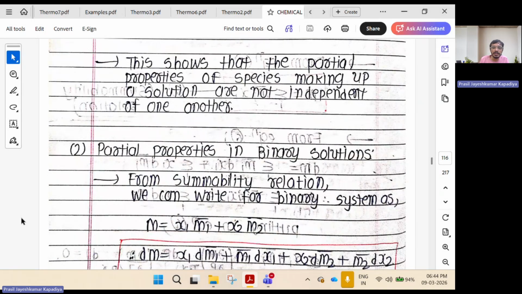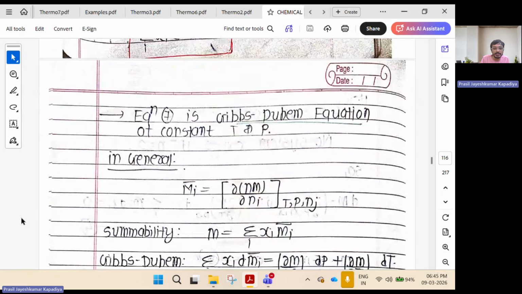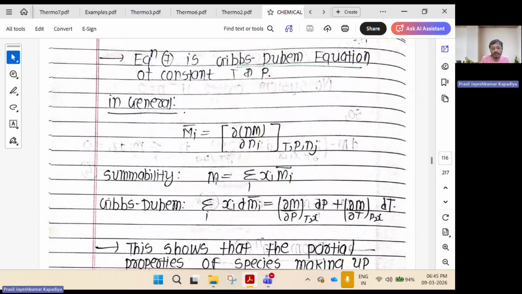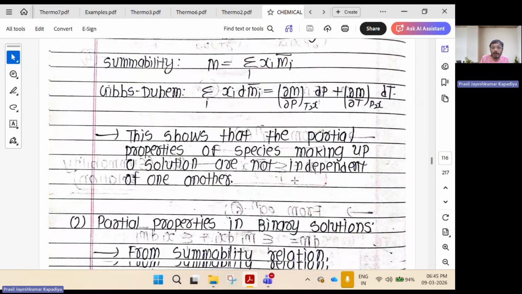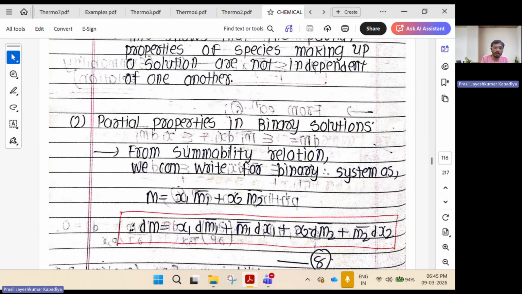Now I'm dealing with partial properties in binary solutions. We have derived this summability rule that m is equal to summation i xi mi bar. Let's say I'm dealing with a binary system. So what will be my total m? My total m will be equal to x1 into m1 bar plus x2 into m2 bar. So m is equal to x1 m1 bar plus x2 m2 bar.